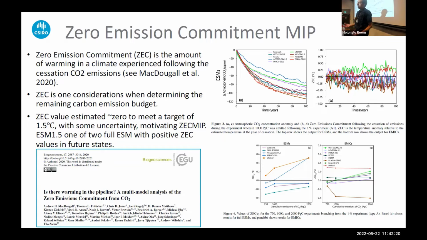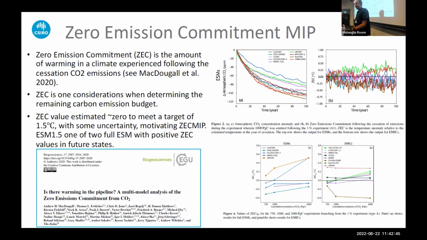As it turns out, in a report for keeping warming to the 1.5 degree limit, the ZEC value is around 0. It's around neutral at the moment. That comes from the balancing of a reduction in atmospheric CO2 due to the absorption of CO2 out of the atmosphere, which is a cooling effect, but also a reduction in the amount of heat being taken up in the planetary system.